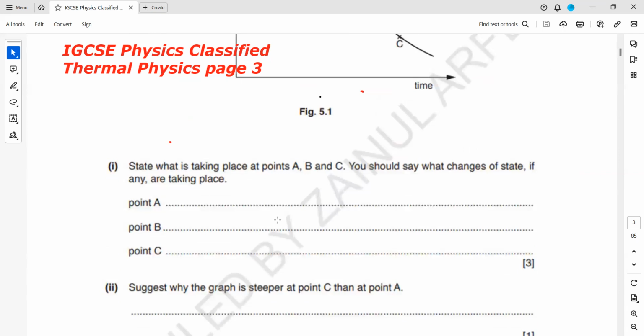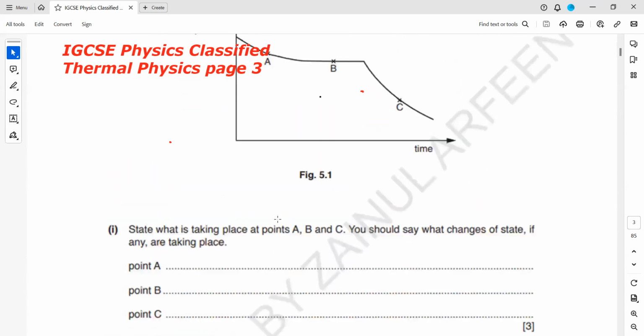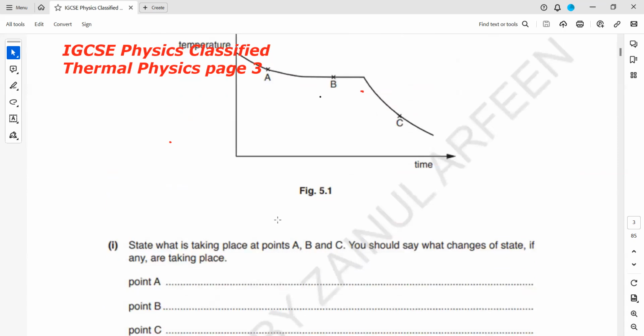The question is: state what is taking place at points A, B and C. You should say what change of state, if any, is taking place. So what is happening at point A? At point A, there is no change in state because the temperature is changing. So you can say that the liquid is cooling down, or it's a cooling of a liquid. But there is no change in state because the temperature is still changing. Whenever there is a change in temperature, there is no change in state.